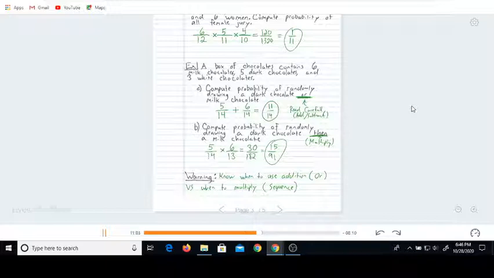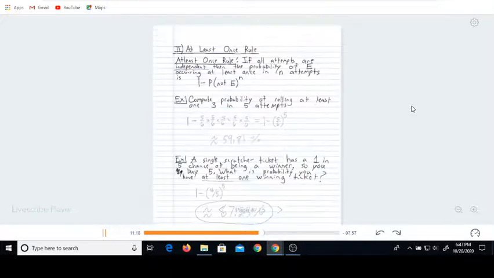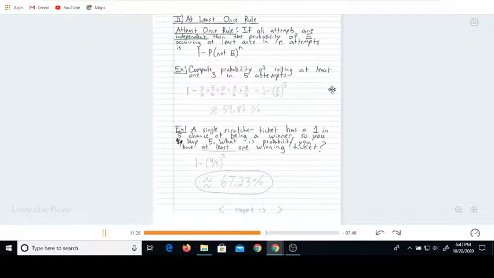Let us go ahead and look at the at least once rule. This is the last topic for this pencast. The at least once rule states: if all attempts are independent, and it's very important that this rule only applies if the trials are all independent, then the probability of event E occurring at least once in n attempts is given by 1 minus the probability E does not occur in a single trial, raised to the n power.